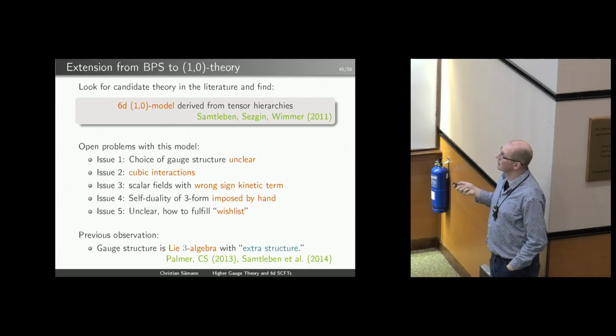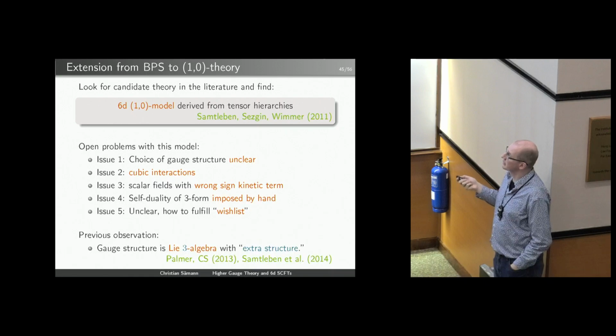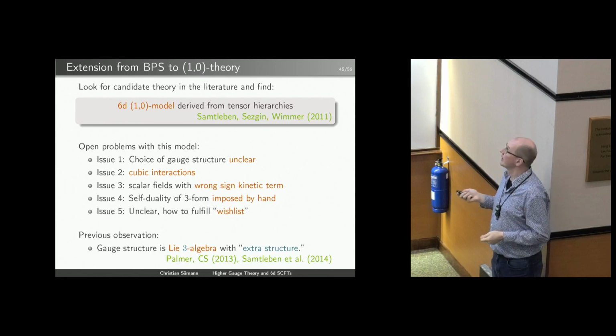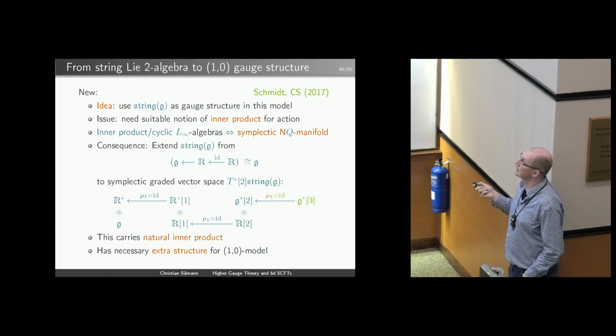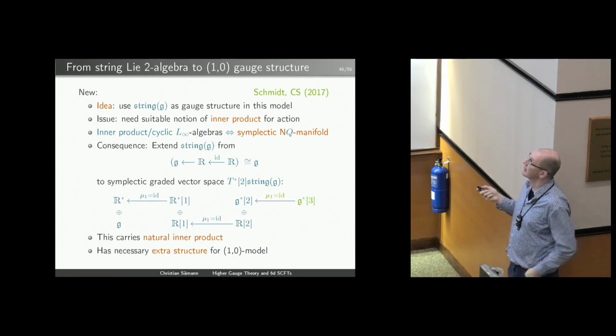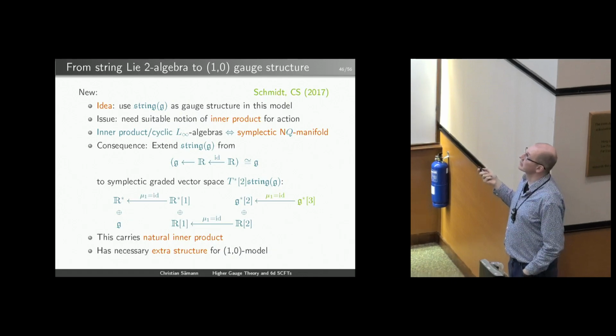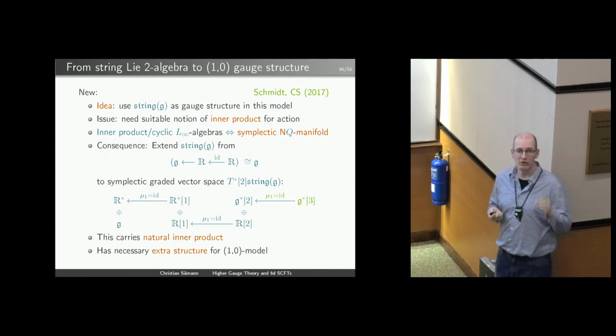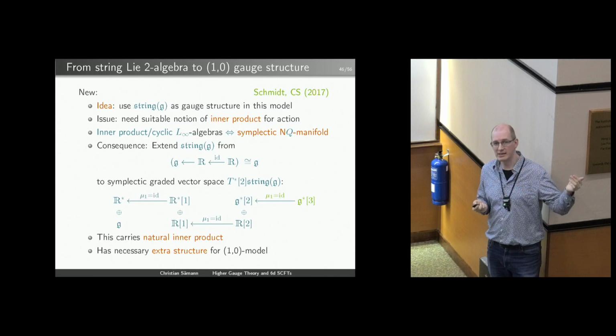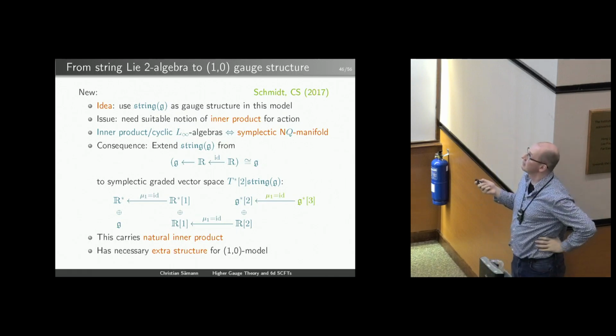Right? So what we showed previously is that this extra structure, or this gauge structure, is essentially a categorified Lie algebra with some extra structure. And now if you look at this with the idea of using the string Lie 2-algebra that we used previously for the self-dual string, then this is indeed an appropriate gauge structure for this model. There's one problem, namely we need a suitable notion of inner product for writing down an action. You need the analog of a metric Lie algebra if you want to write down an action. But this is also now clear from the abstract perspective because we know such inner products come from symplectic forms on our NQ manifolds. And as a consequence, we need to extend string G.